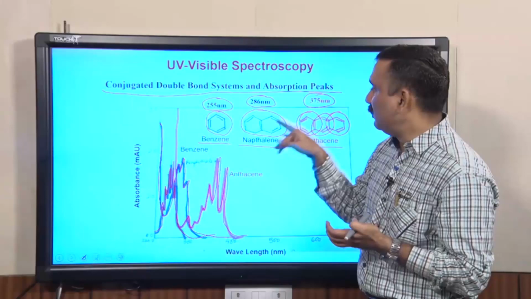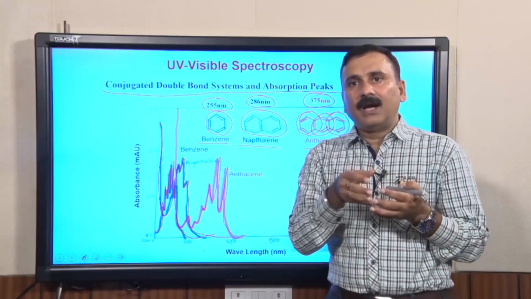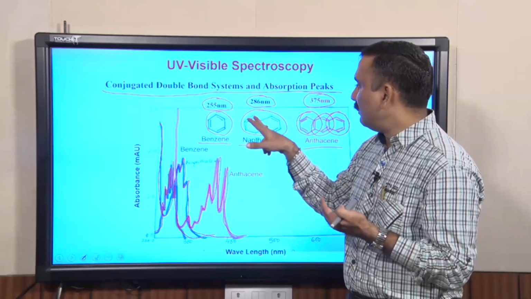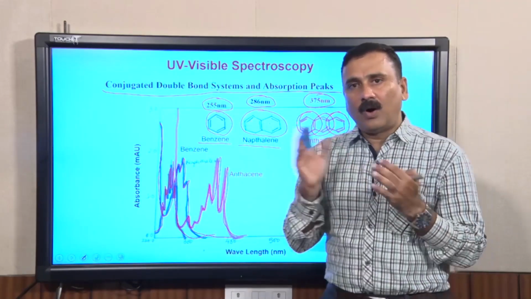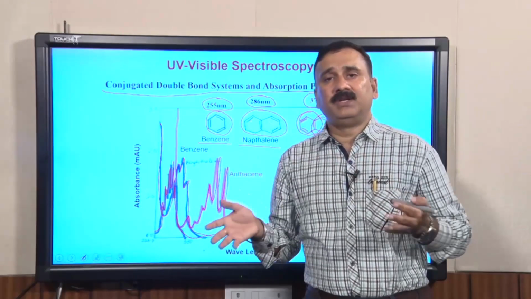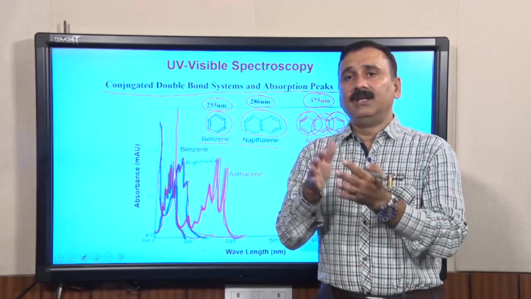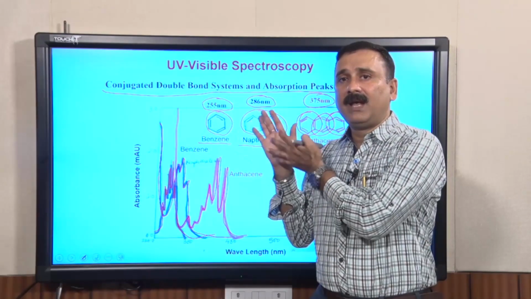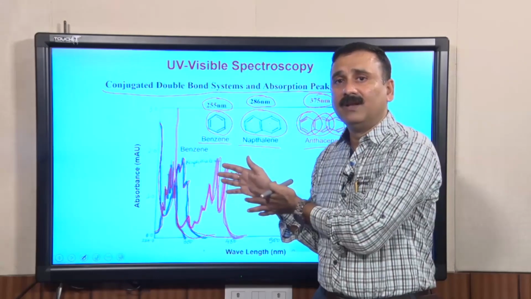Compared to that, when you bring in two rings, you are bringing some relaxation, so the electrons can move from this ring to this ring and so on. As a result, the electrons are going to show electronic transitions even at lower energy. This means you are going to see the lambda max at a higher wavelength.